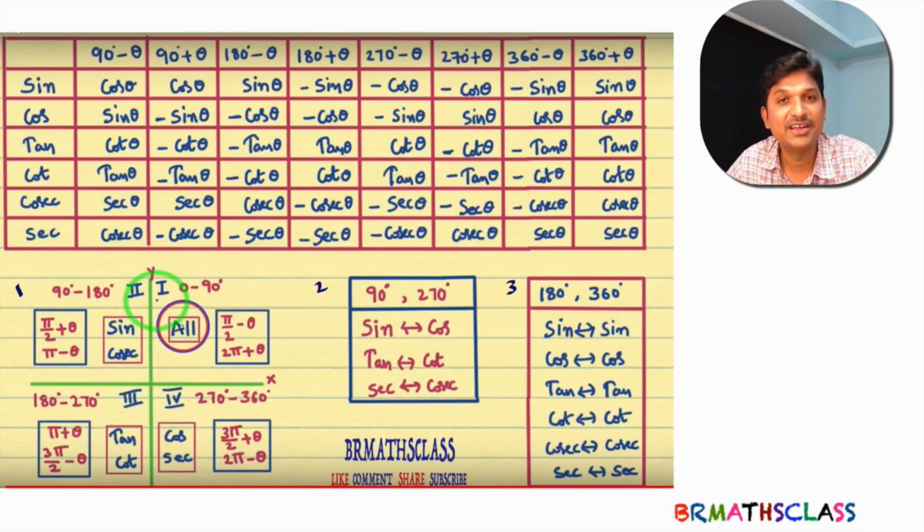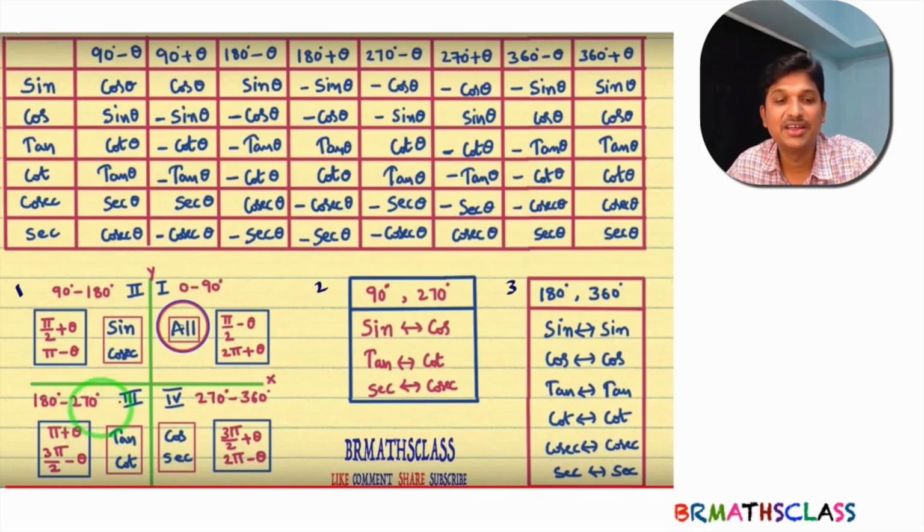First quadrant, all trigonometric functions are positive. And which angles lie in the first quadrant? Pi by 2 minus theta, 2 pi plus theta lie in the first quadrant. Second quadrant, in this, sin theta, cosecant theta are positive, remaining all are negative. What angles lie in the second quadrant? Pi by 2 plus theta, pi minus theta.